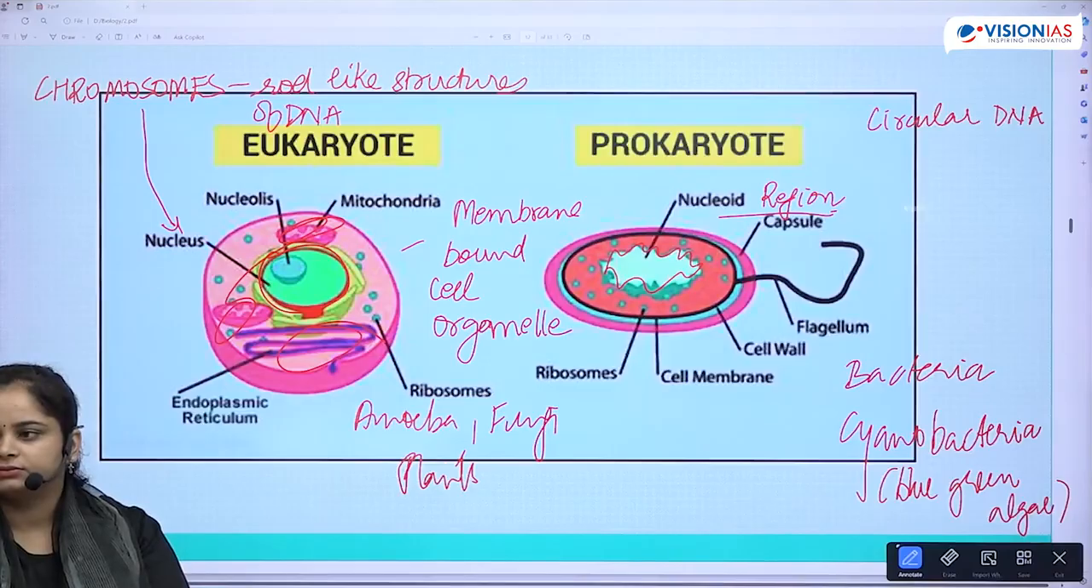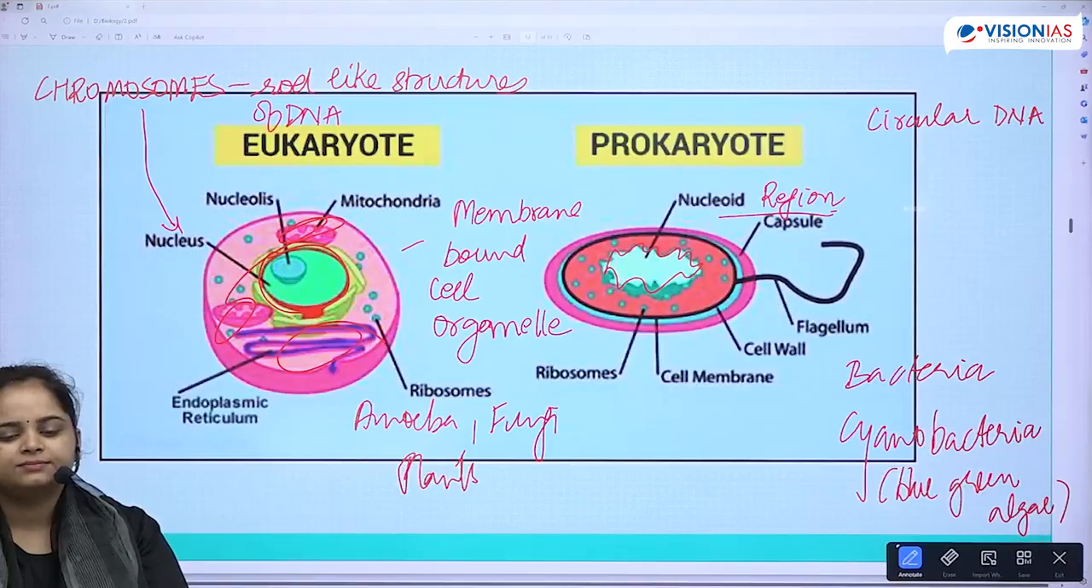Then eukaryotes. They can be unicellular or multicellular. They have a membrane bound nucleus and cell organelle.